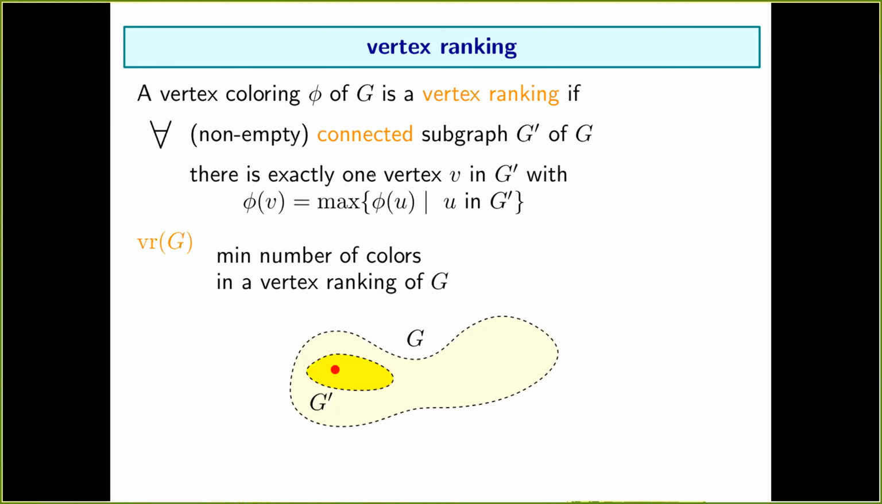So this might be a stronger property. And then, okay, the vertex ranking number is the minimum number of colors we need to color a graph in this way to have a vertex ranking. And the thing is that this actually coincides with tree depth again.